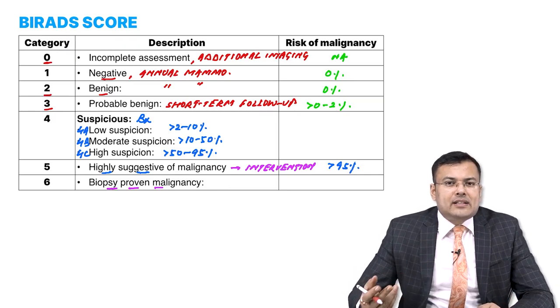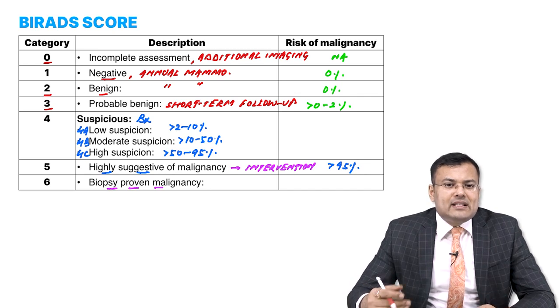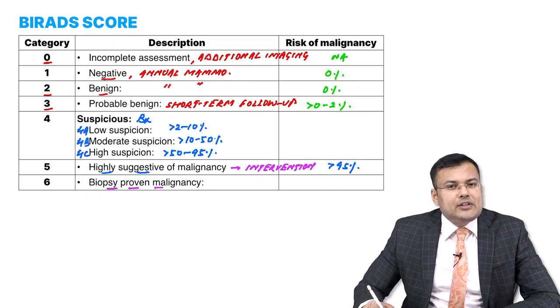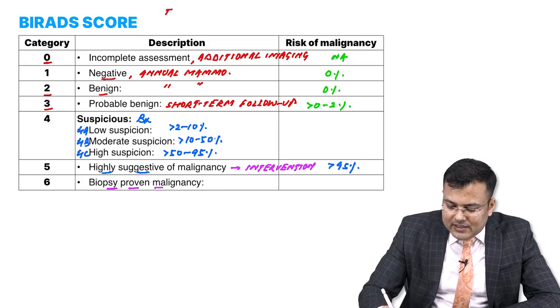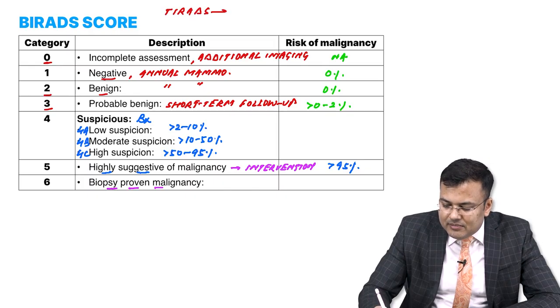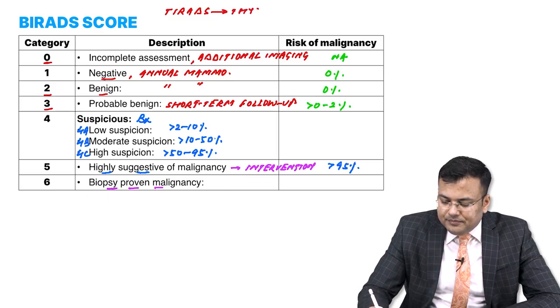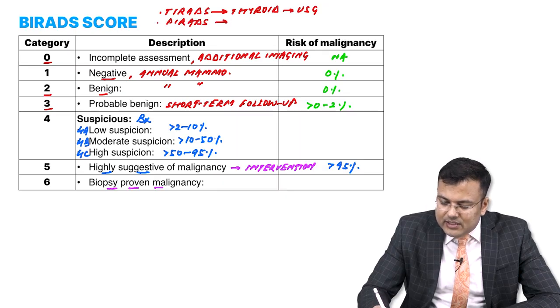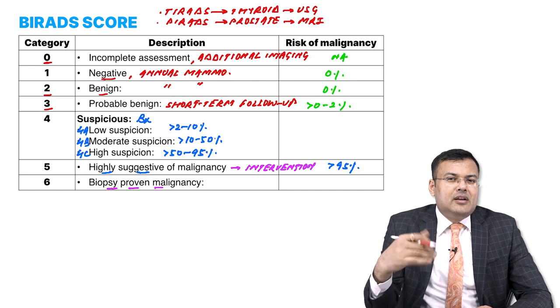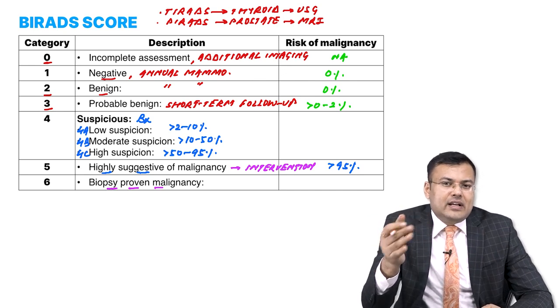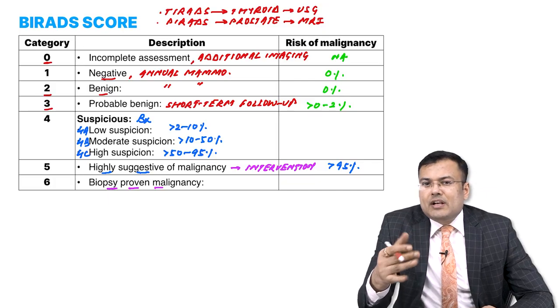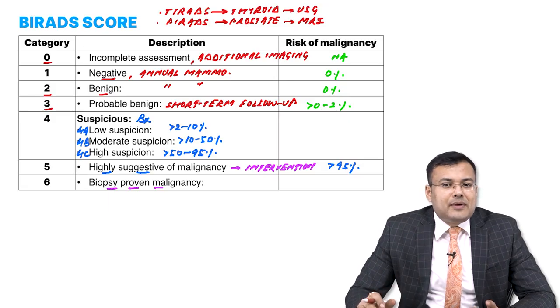For breast, there is BI-RADS. For prostate, there is PI-RADS. For thyroid, there is TI-RADS. BI-RADS is for breast, based on mammography. Similarly, there is TI-RADS, thyroid imaging reporting and data system. This is for thyroid and it is based on ultrasound or sonography. Then there is PI-RADS, prostate imaging reporting and data system, and this is for prostate, and this is based on MRI. So I'm repeating: BI-RADS for breast based on mammography, TI-RADS for thyroid based on sonography, PI-RADS for prostate based on MRI.